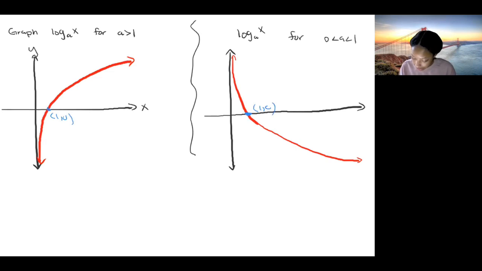And in both cases, the domain is 0 to infinity. The range is negative infinity to infinity. We have a vertical asymptote at the line x equals 0. And the x-intercept is (1, 0).